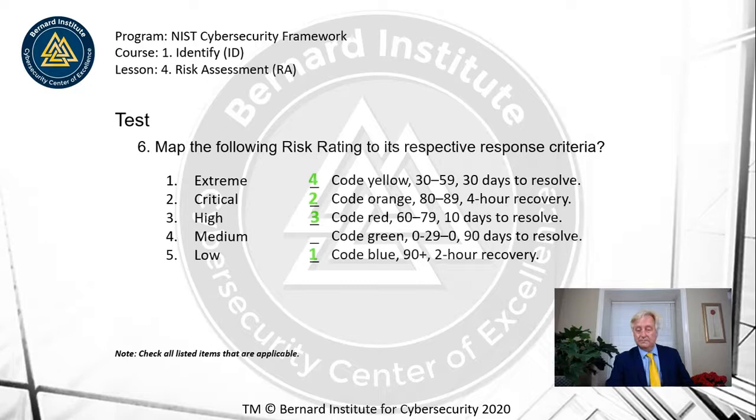Extreme? No, sorry, 4, medium is code yellow. That's correct. Risk rating 30 to 59, and it takes 30 days to resolve it. And then finally, low, and that's code green. There is a risk there, but it's not seen to be a huge risk, or else we would increase the risk rating and treat it immediately. Code 5 is code green. Risk rating 0 to 29, and you have 0 to 90 days to resolve it.